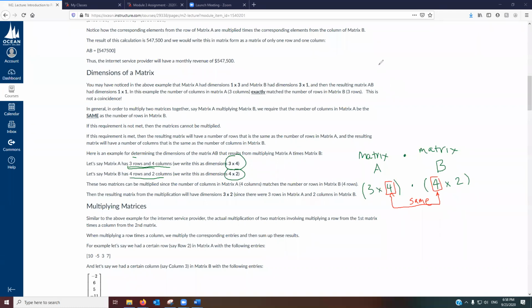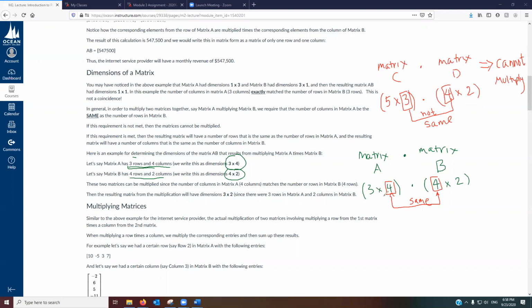Let me give you another example. Let's say we had matrix C multiplying matrix D. Matrix C is a 5 by 3 matrix, and matrix D is a 4 by 2 matrix. Notice these two middle numbers are different. These are not the same. If they're not the same, then this multiplication is not allowed, so we cannot multiply this example.